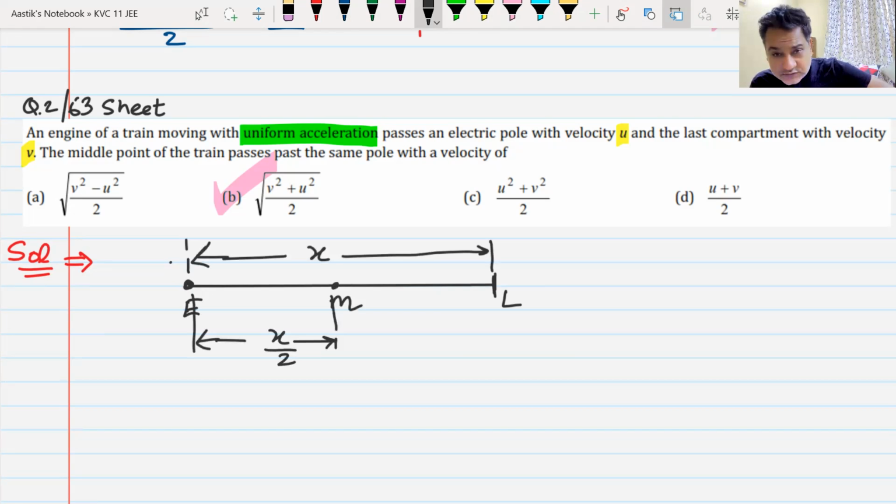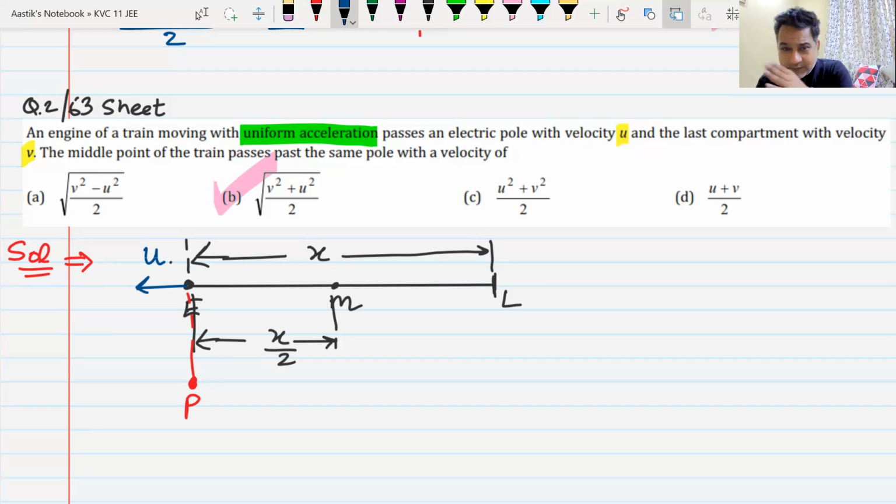Now look at the question. What does the question say? There is the electric pole. Let me say that the electric pole P is here. When the engine is passing this electric pole, it is moving with a velocity u. But remember, this train is accelerating. So as the engine goes forward, the speed of the train increases. Yes or no?